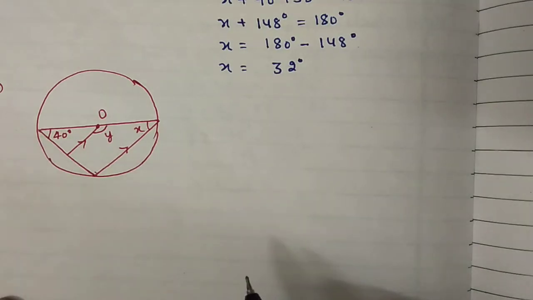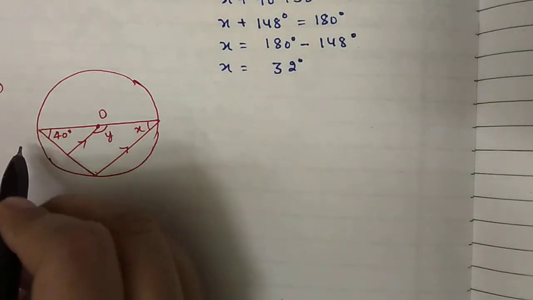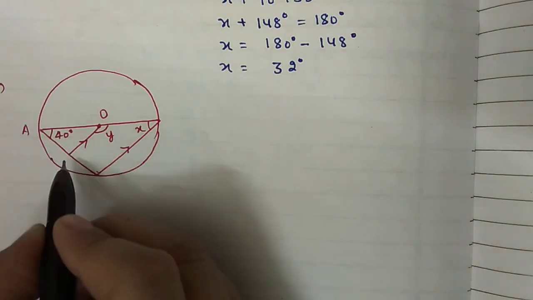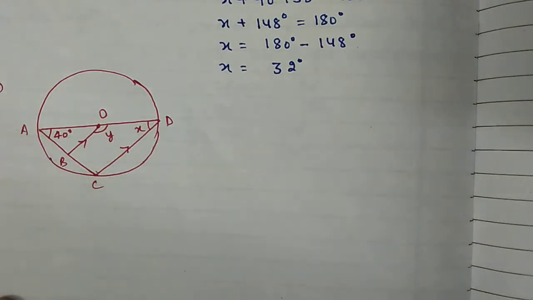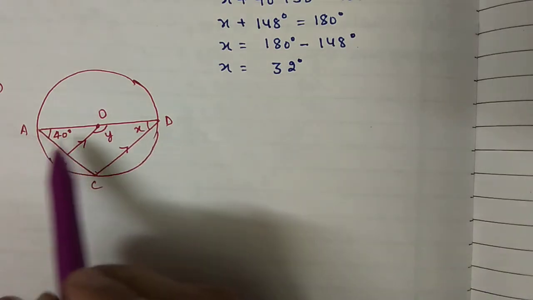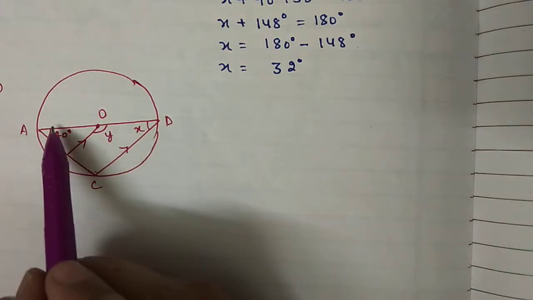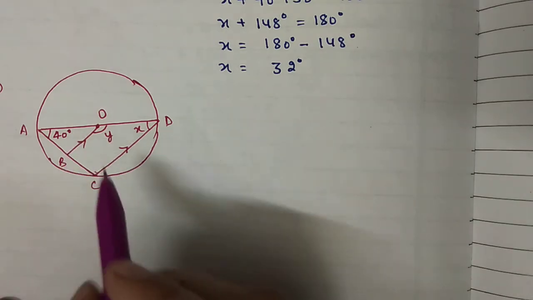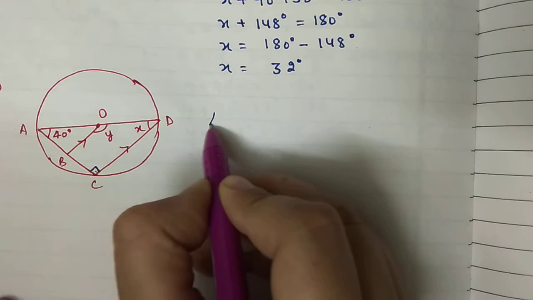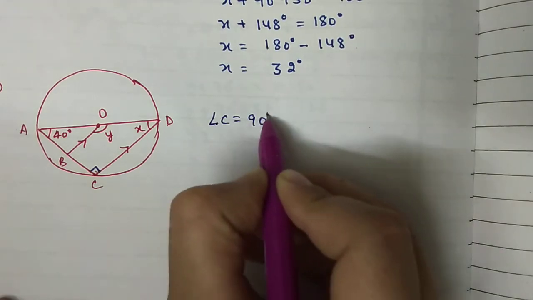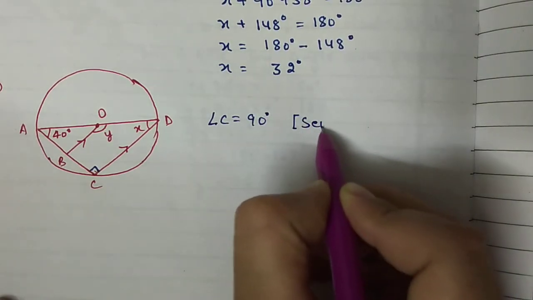Next, fifth part of question number 5. First we will name this figure A, B, C and D. After naming, now you can see we have here two triangles. One triangle is this one and one more triangle is this one. So first we will start with this bigger triangle. This C will be 90 degrees. Angle C is equal to 90 degrees. Reason here: because it is a semicircle angle.